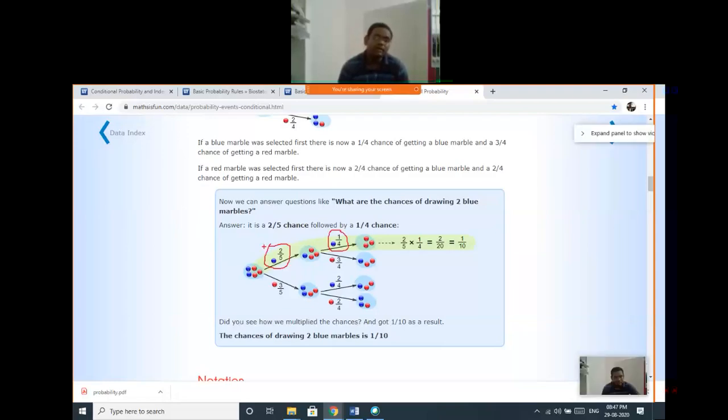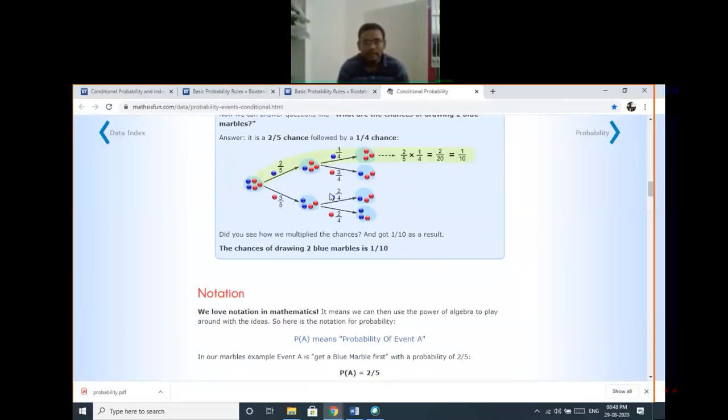This is the probability of getting a blue marble out of the whole sample. Now it is changed in the second event, when the number of blue marbles is reduced to 1, so that's why 1 upon 4. So the total probability of drawing two blue marbles is 2 upon 5 into 1 by 4, because these events are dependent events. That's why you have to multiply them, and then you will get 1 by 10. So this is how dependent events probability is calculated. The chance of getting two blue marbles is 1 by 10.